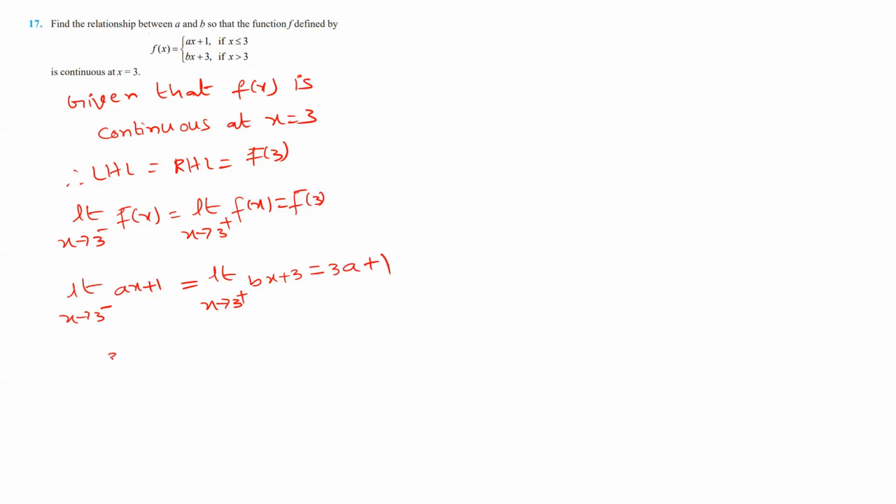Now we can substitute: 3a plus 1 is equal to 3b plus 3 is equal to 3a plus 1. All three are equal, so I'm taking the first two here. So 3a plus 1 is equal to 3b plus 3. Okay, 3b you can send to this side: 3a minus 3b is equal to 1, and sending 3 to that side, 3 minus 1, we get here.